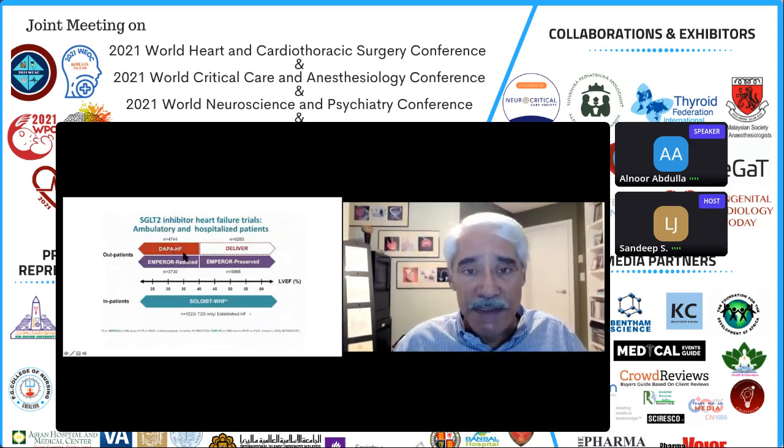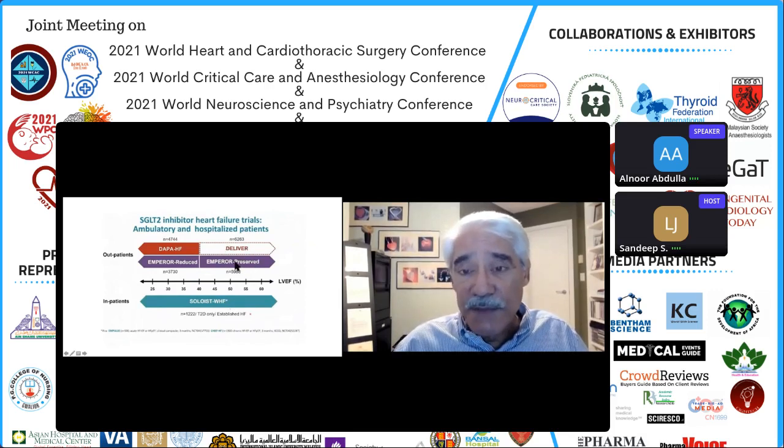And so now we have a situation with the SGLT2 inhibitors: they work in reduced ejection fraction heart failure, they work in preserved ejection fraction heart failure, and the SGLT2/1 combined inhibitor works across the spectrum of heart failure patients. We are awaiting the results of the DELIVER trial.